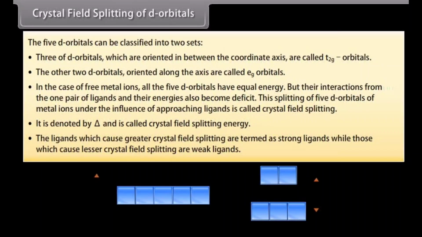The ligands which cause greater crystal field splitting are termed as strong ligands, while those which cause lesser crystal field splitting are weak ligands.